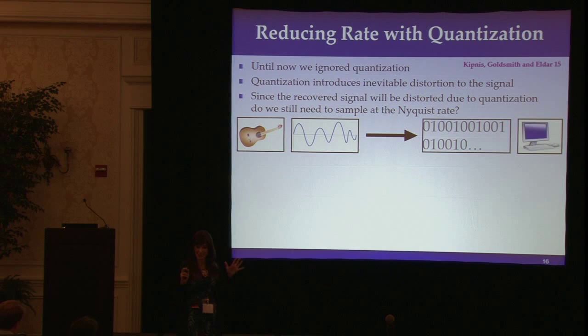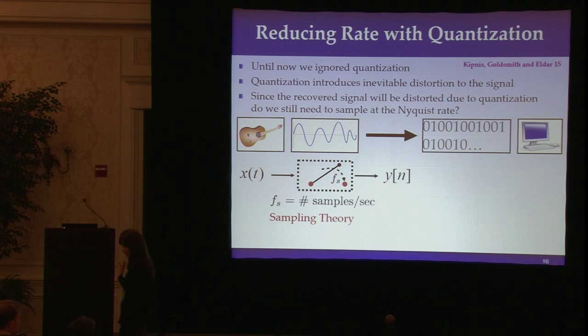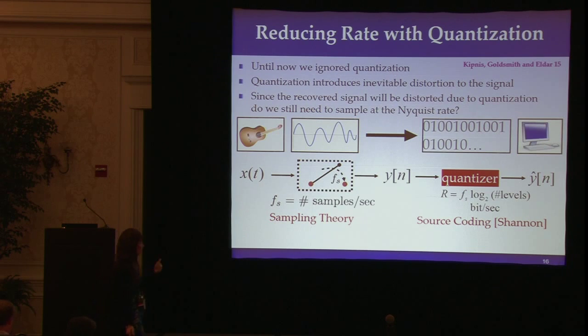Now I want to look at a very different example. Here we are interested in recovering the signal, but unfortunately we have distortion. Sampling theory traditionally ignores quantization. The Shannon-Nyquist theorem, for example, does not take quantization into account. We look at a signal that's continuous in time, and we convert it to a signal that's discrete in time but continuous in amplitude. Whereas source coding, or Shannon theory, typically looks at the rest of the chain.